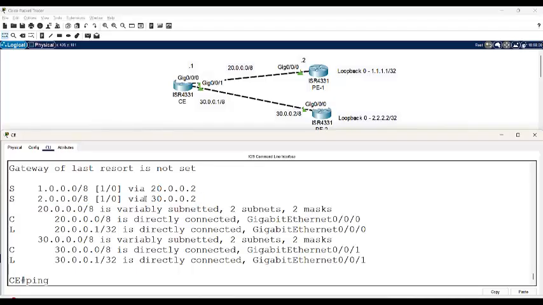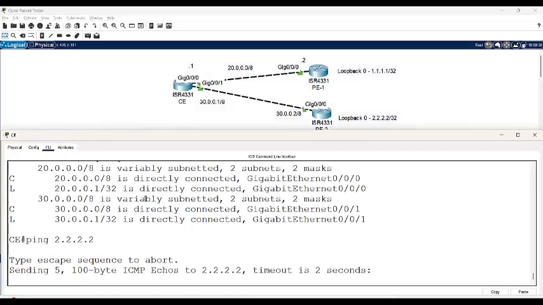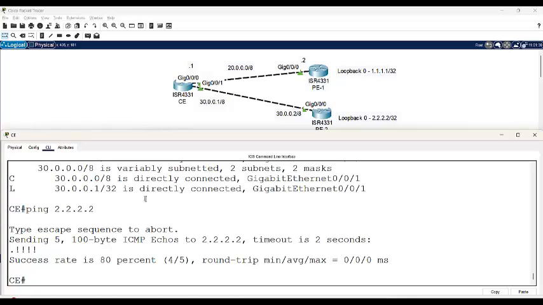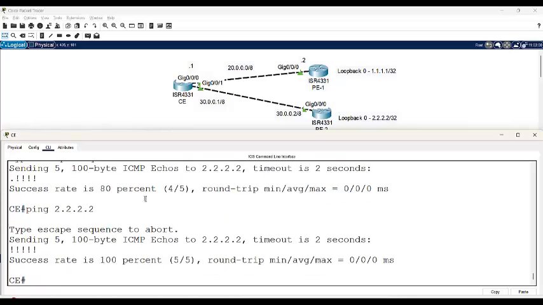Now let us try pinging 2.2.2.2. That also will be pinging. First packet will always be lost, as I said. I'm able to ping because the routing table has got the route.